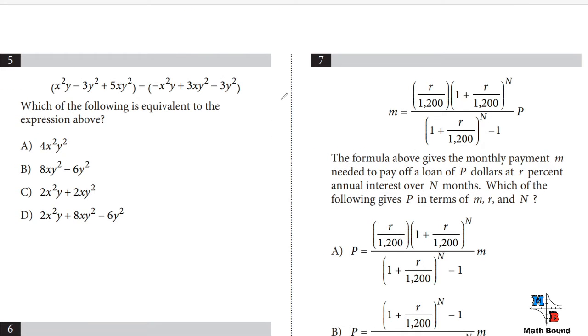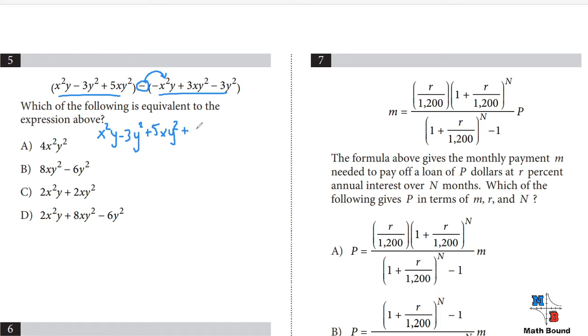They give us an expression and they're asking us which of the following is equivalent to the expression that they give us. Here's one expression, here's the other expression. We're supposed to subtract them. So how do we do this? X squared times y minus 3y squared plus 5xy squared.